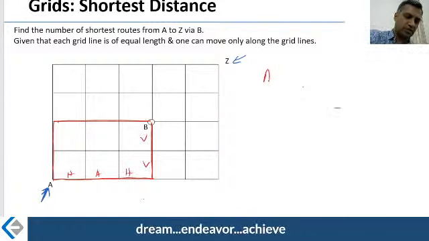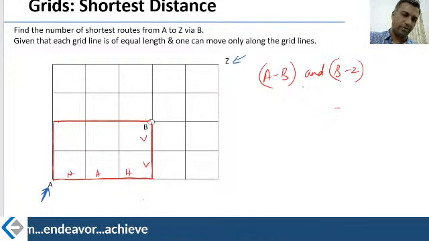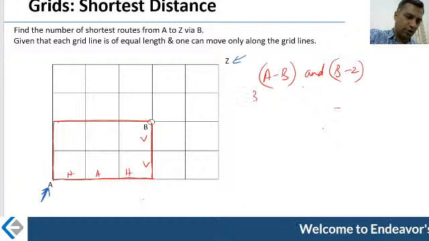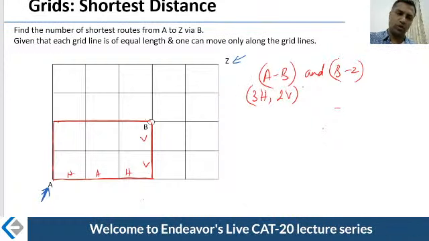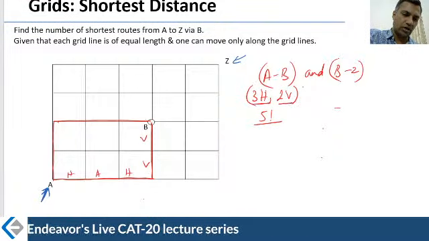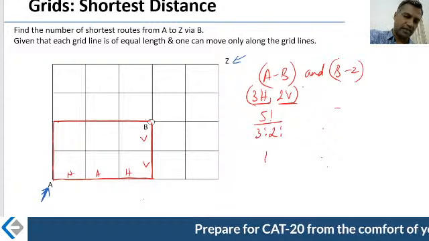Therefore, how is this journey done, friends? A to B and B to Z. You go from A to B, hand over the parcel, and then go from B to Z. When you are going from A to B, what do you have? 3 horizontals and 2 verticals. Therefore, how many ways can this be done? How many 5-letter words can be formed in which 3 are horizontal and 2 are vertical? 5 factorial divided by 3 factorial times 2 factorial. That is 10 ways. Good.